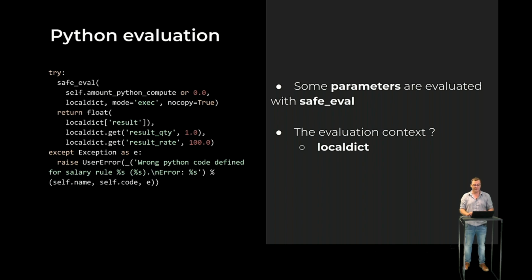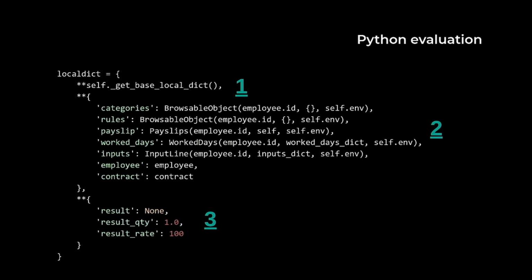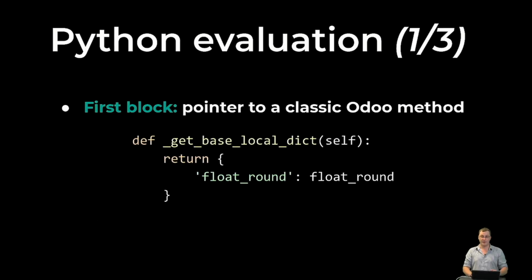But what do we have in this local dictionary? The dictionary is composed of three main elements. The first one is a basic local dictionary with the allowed methods in the evaluation context. The second one is more complex and contains elements that we will discover one by one during this talk. And the last one is the result parameters containing the values to report on the payslip line. Okay, so the first one, as I said, this block is very simple and it's only containing a pointer to a classic Odoo method to round an amount.